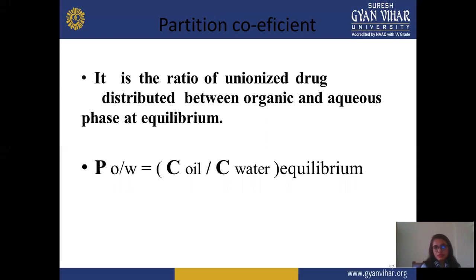Next is the partition coefficient. The partition coefficient is the ratio of unionized drug distributed between the organic and aqueous phase, and the formula for the partition coefficient, P oil/water, equals the concentration in oil divided by the concentration in water. This is an equilibrium condition. The partition coefficient may be used for determining how much the drug is soluble in water and how much in oil, and which type of drug it is, maybe oil soluble, hydrophilic, or lipophilic. You can calculate it with the formula: concentration in oil divided by concentration in water. This is the ratio of the partition coefficient in the oil and water phase.